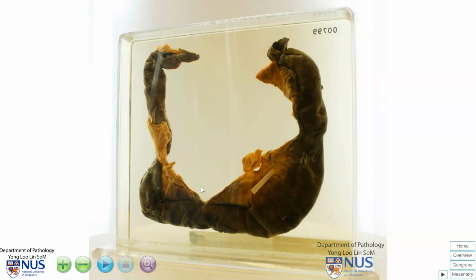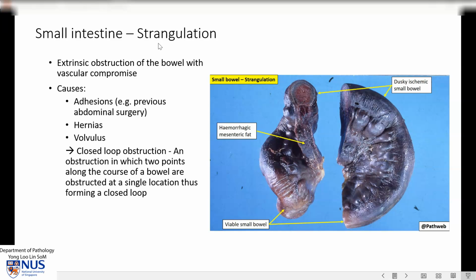Let's take a look at some possible causes. Strangulation can occur both in the small and large intestine, and strangulation is often due to extrinsic obstruction of the bowel together with accompanying vascular compromise. In the small intestine, commonest causes would include adhesions, for example, due to scarring from previous surgery, hernias, as well as volvulus, and this is when a bowel loop twists upon itself.